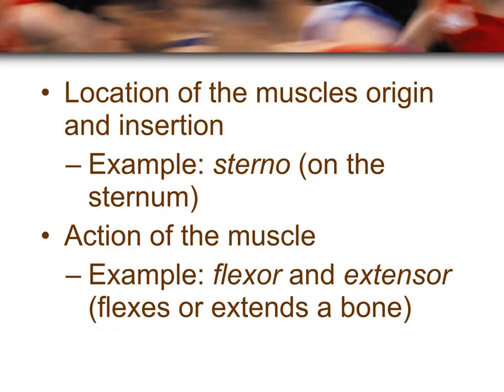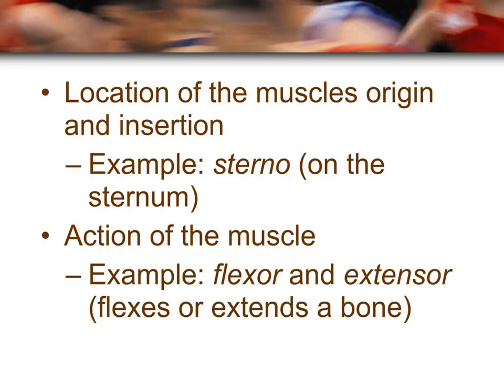Muscles can be named according to where they're attached, the 2 or 3 attachment points for the muscles. When you see the word sterno, then you know it's attached to the sternum. When you hear the word cleido, it means that it's attached to the clavicle. If it says tibialis, then it's attached to the tibia, and so on.